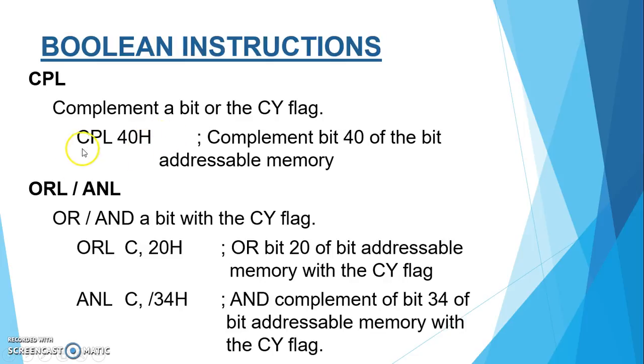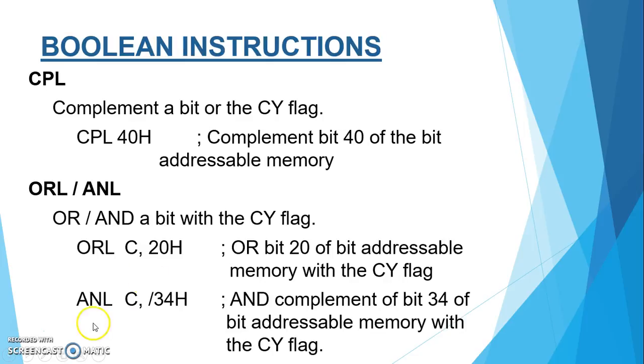Similarly, you can do ORL, that is the ORing operation, and the ANDing operation on a single bit. For example, if you write ORL C, 20 hex, C is the carry flag, which is holding either 0 or 1, and 20 hex is the bit addressable memory location, which might be holding 0 or 1 again. When I write ORL C, 20 hex, the status of carry and the content of the 20 hex bit addressable location will be ORed.